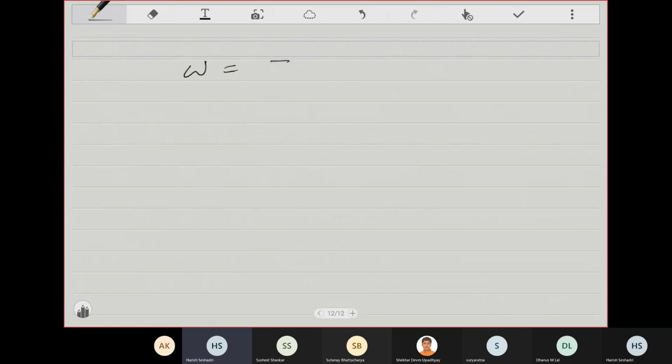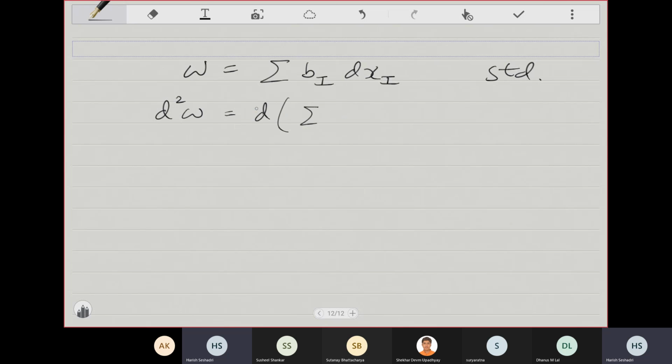Now I take a general form, the sum of b_i dx_i, as usual, standard. I want to do d squared again. Well, after I do d once, I get by definition this. Now d is linear, so I'll end up getting this.